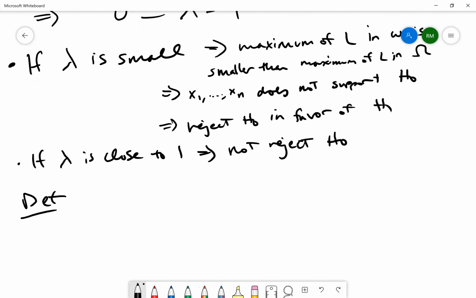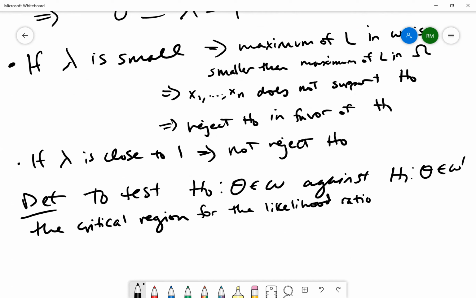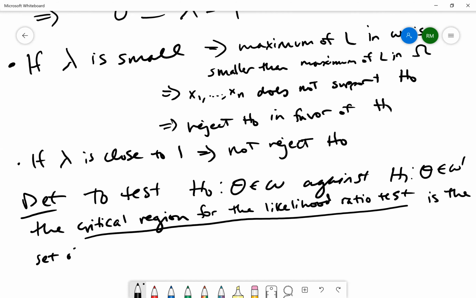So we need one more definition. To test our null hypothesis against our alternate hypothesis, the critical region for the likelihood ratio test is the set of points for which this ratio is less than or equal to k.